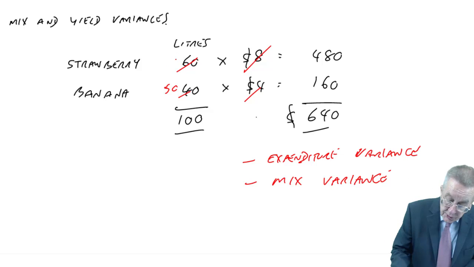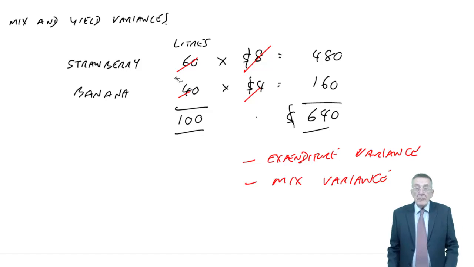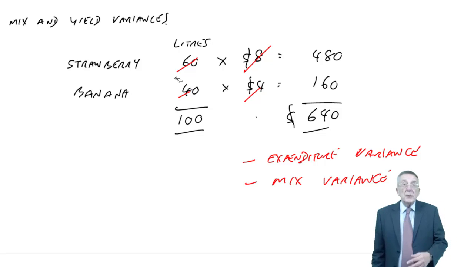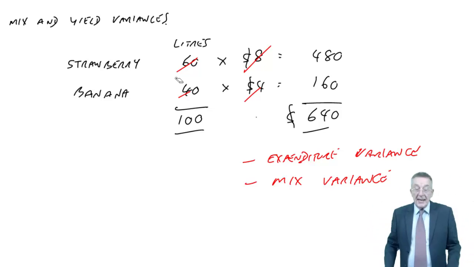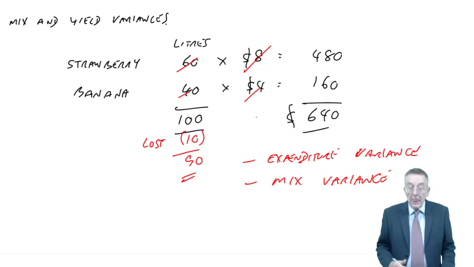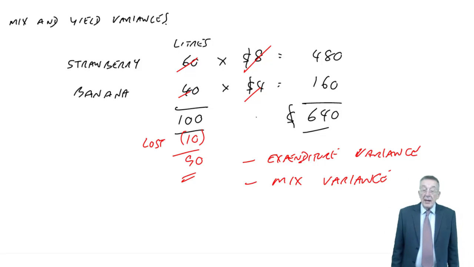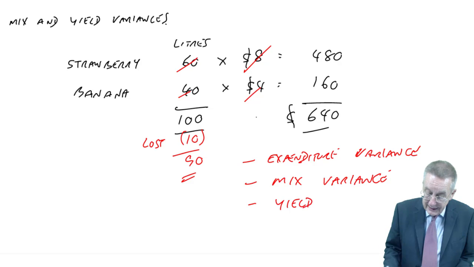But finally, what else could change? Suppose we did put the right mixture in, we did pay the right prices. So we should have 100 litres at 6.40. But suppose some got lost in the process. Maybe we have to boil the juice and some disappeared as steam. Maybe we lost, for whatever reason, 10 and only ended up with 90. Well, of course, if we only end up with 90 litres and we paid 6.40, again, we end up with a variance. And we call that the yield variance.